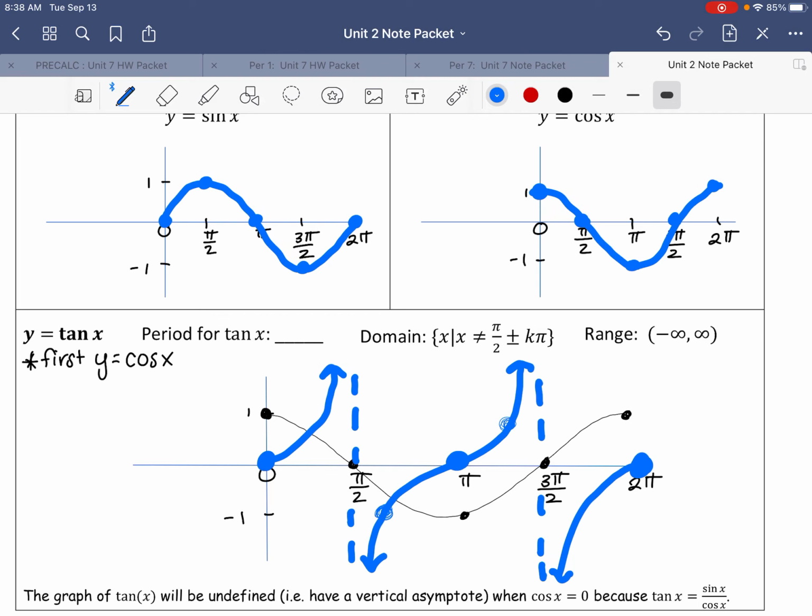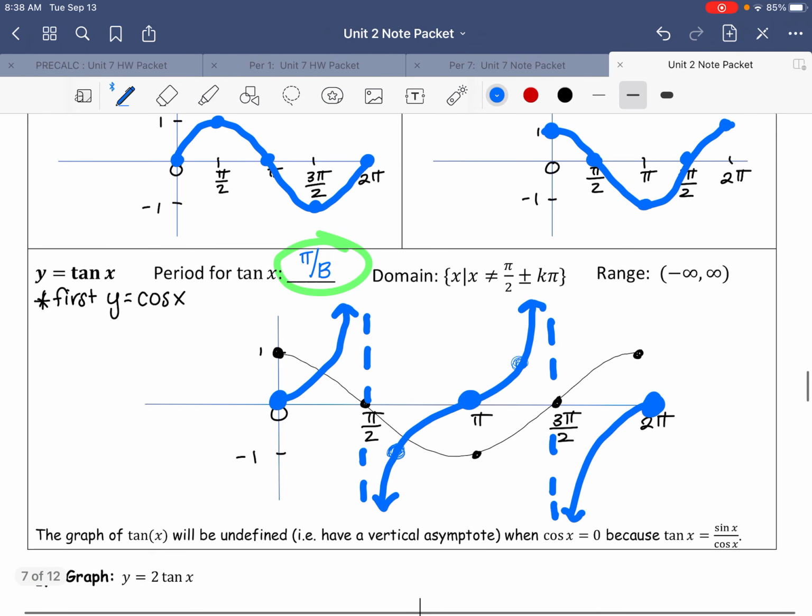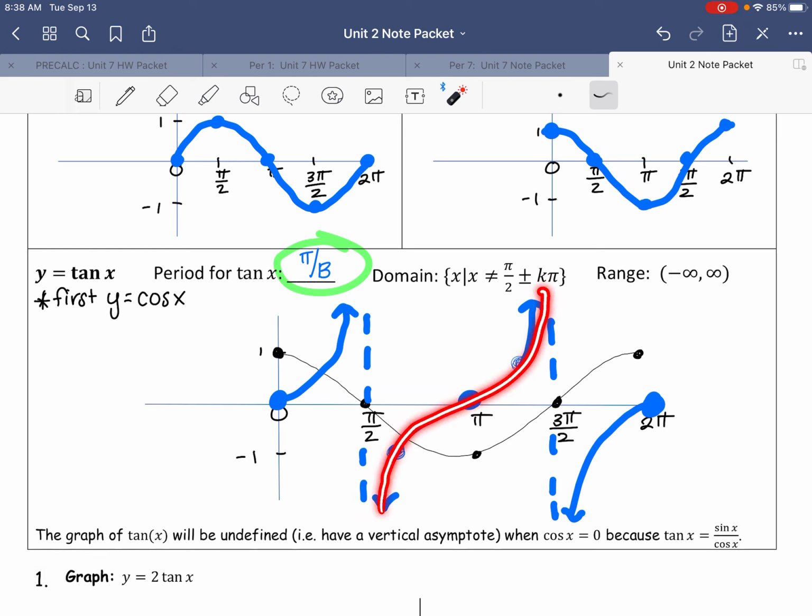To figure out the period for tangent and cotangent, it is different than all the rest. So the period for tangent and cotangent is pi over b. So that's different. Please make a note of that. And the period is how long it takes to do one full rotation. And if we look, this is one full rotation. Or I could say that is one full rotation.